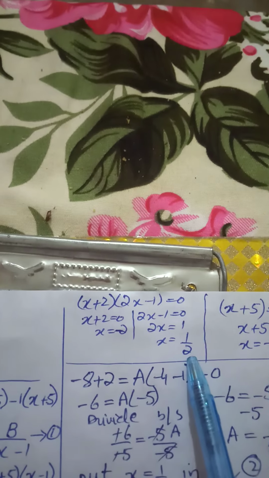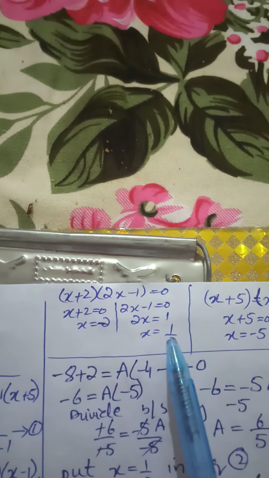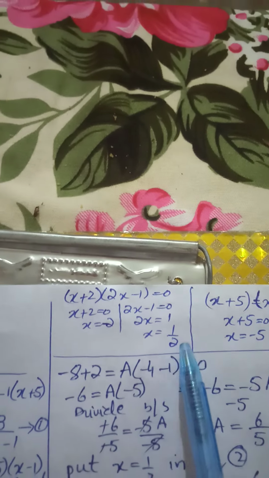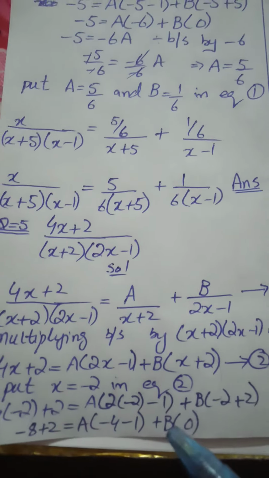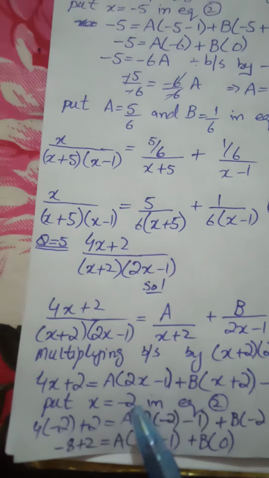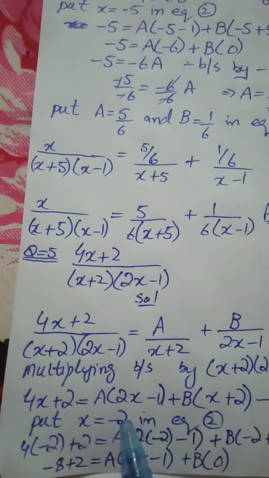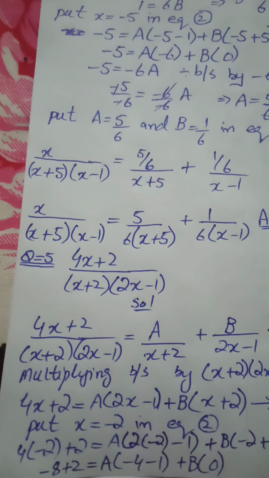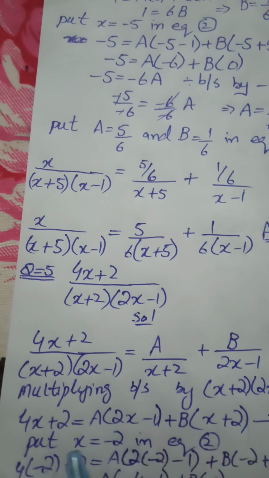Now first we can put x is equal to minus 2 in the equation, and then we can put x is equal to 1 by 2 in the equation. Now this one is our equation, that 4x plus 2 into 2x minus 1, the product of a plus b into x plus 2. Here we can put the value of x is equal to minus 2.